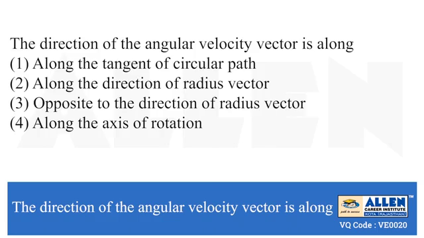The direction of angular velocity vector is along: statement 1, along the tangent of circular path; statement 2, along the direction of radius vector; statement 3, opposite to the direction of radius vector; statement 4, along the axis of rotation. So in this question we are discussing angular velocity, which is an axial vector.